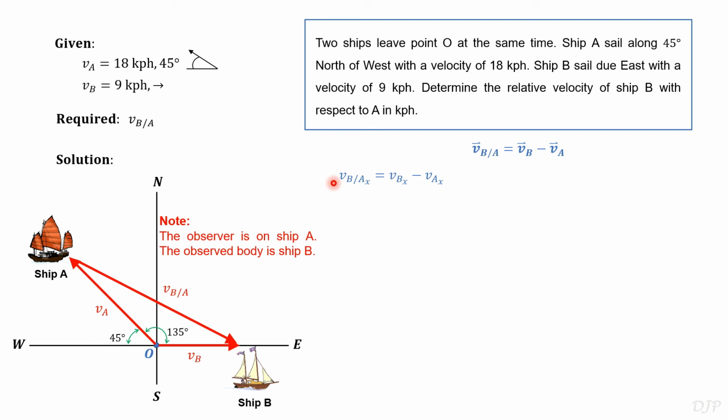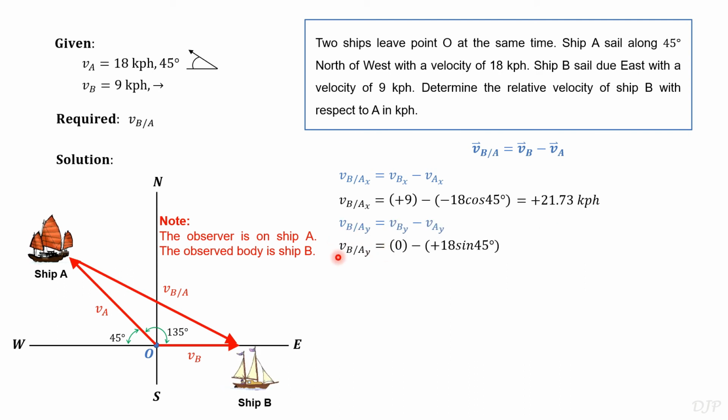So the x component of the relative velocity is equal to positive 9 minus the x component of v sub A, which is equal to negative 18 cosine 45 degrees based on its orientation here in this drawing. So this is equal to positive 21.73 kph. Next, along vertical, the y component of the relative velocity is equal to 0 minus positive 18 sine 45 degrees. So this is equal to negative 12.73 kph.